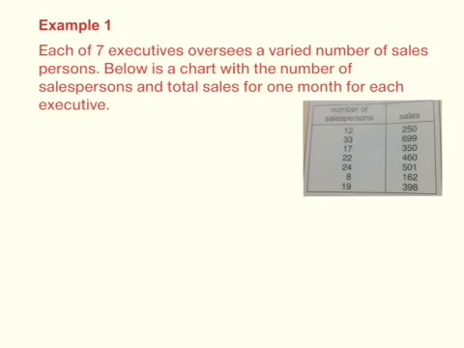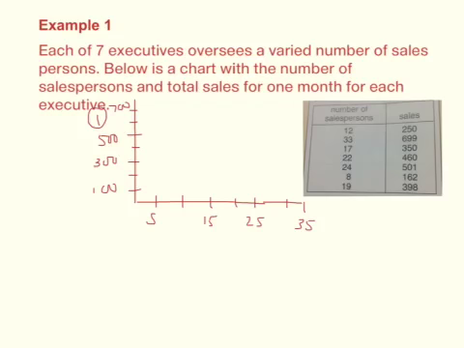Each of 7 executives oversees a varied number of salespersons. Below is a chart with the number of salespersons and the total sales for 1 month for each executive. Starting with step 1, let's determine and label our axes. I chose the smaller value, the number of salespersons, for the x-axis and labeled in increments of 10 starting with 5. I chose the larger number of sales, and went up by hundreds starting with 100 up to 700 because the highest number of sales we have is 699.